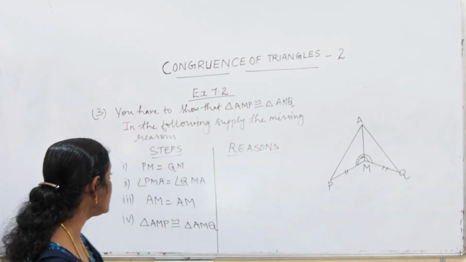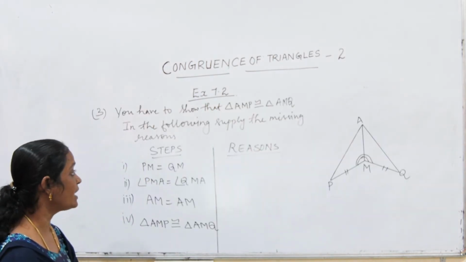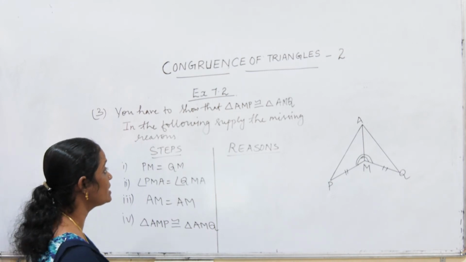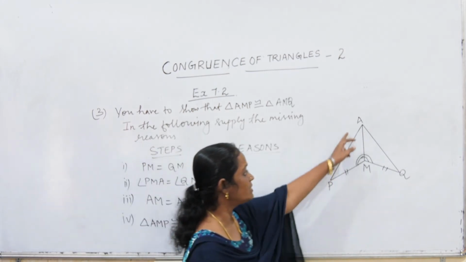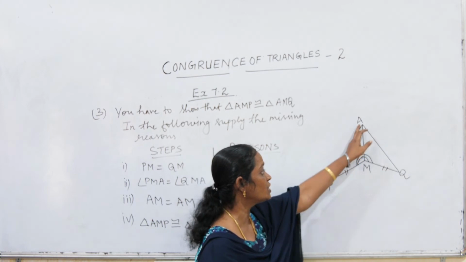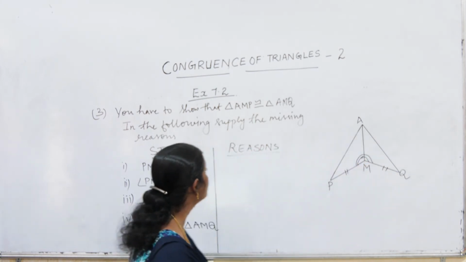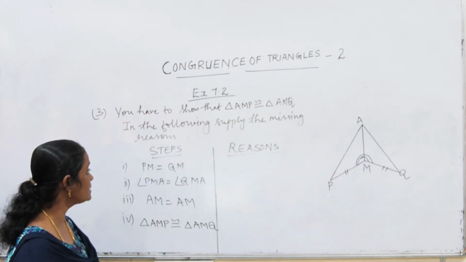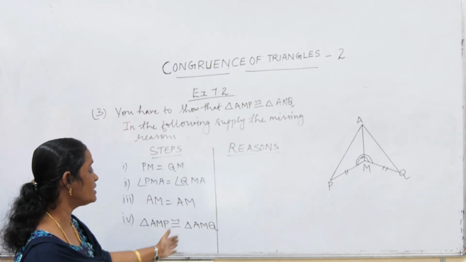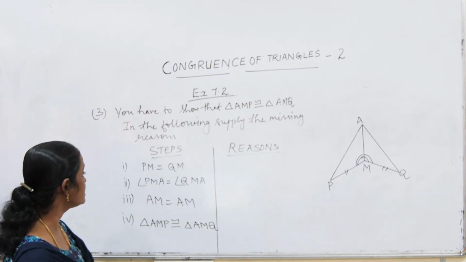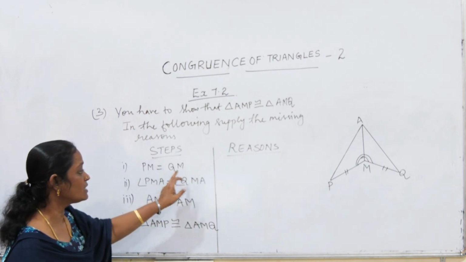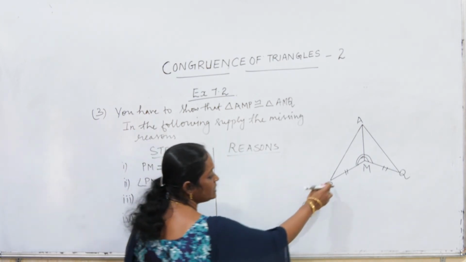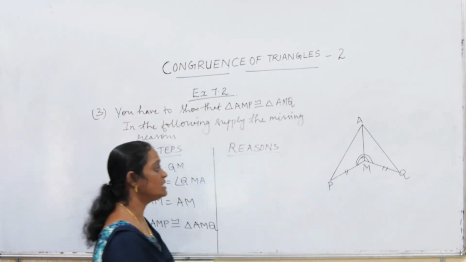Next, question number 3. You have to show that triangle AMP is congruent to triangle AMQ. Here two triangles are given. In the following, supply the missing reasons. Some steps are given. You have to supply the missing reasons. First one is PM is equal to QM. So what is the reason here?